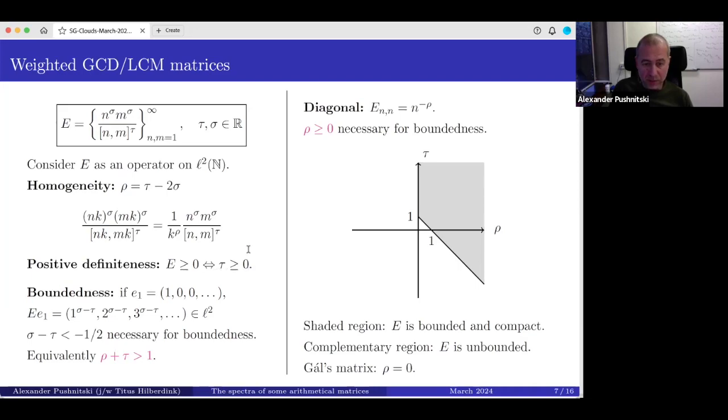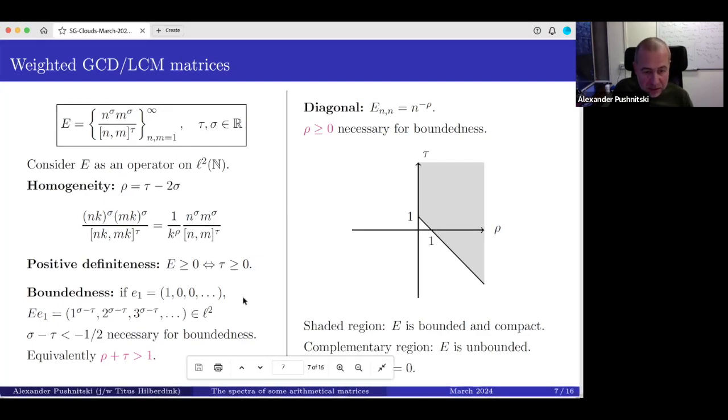This is purely algebraic. It's positive definite if and only if tau is non-negative. And this is purely algebraic. It does not depend on sigma at all, because as I said, these n to the sigma, m to the sigma correspond to multiplication by diagonal matrices on the left and on the right, and so they don't change positive definiteness. So this is a purely algebraic property.